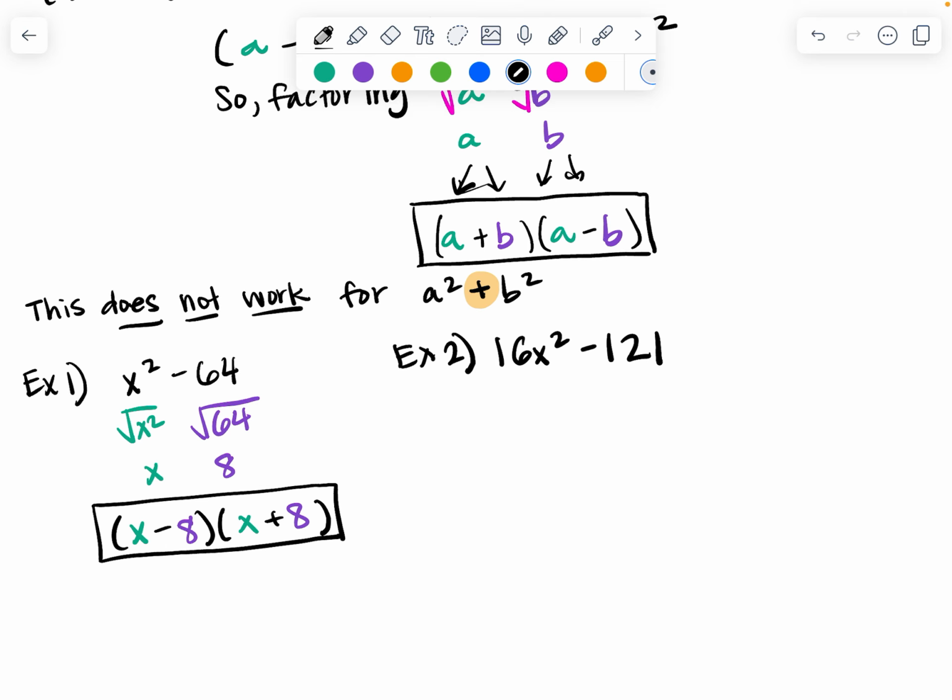All right, 16x squared minus 121. You need to be able to recognize when you see a perfect square, so a number that has a perfect square root. So get familiar with those perfect square numbers. But the square root of 16x squared is going to be 4x, and the square root of 121 is 11. So we're going to have 4x plus 11 times 4x minus 11.